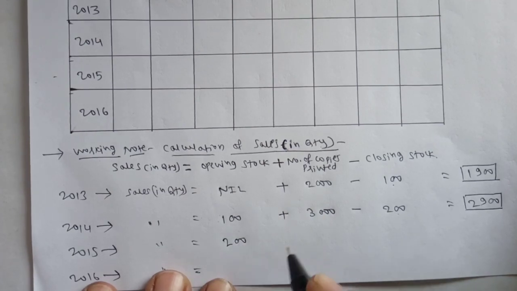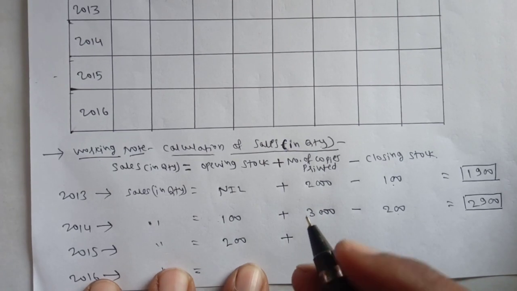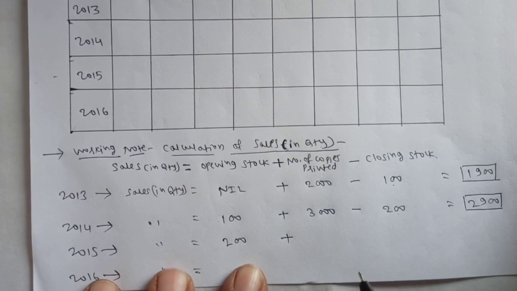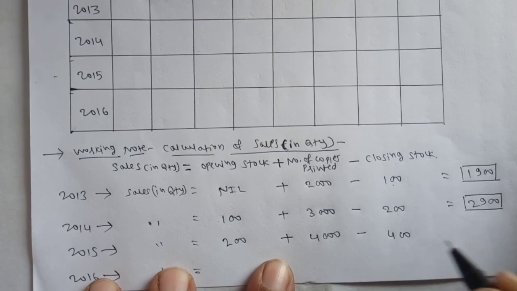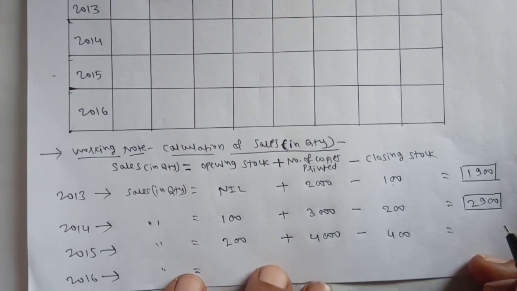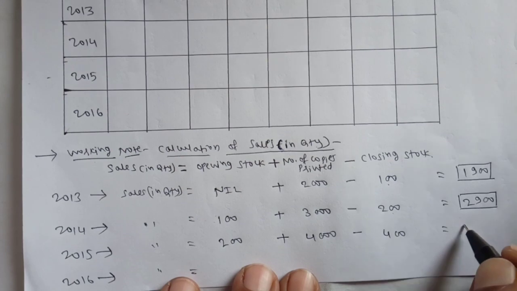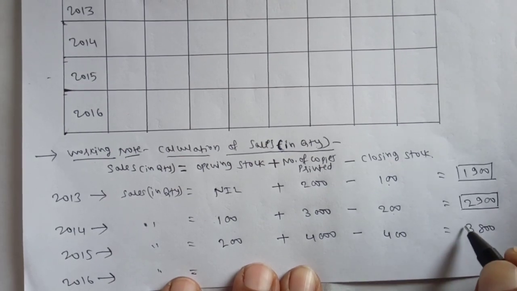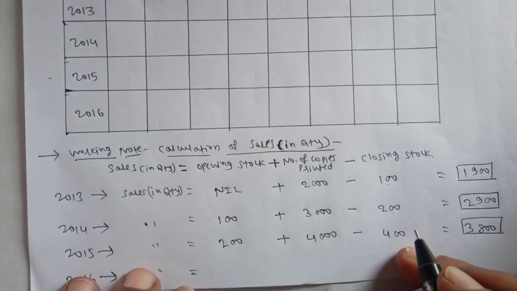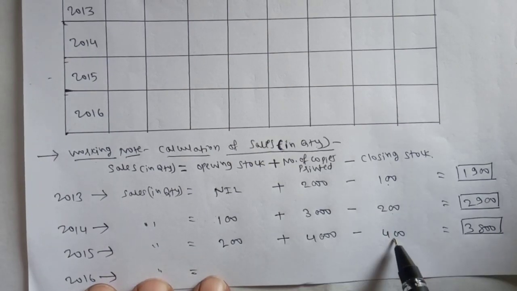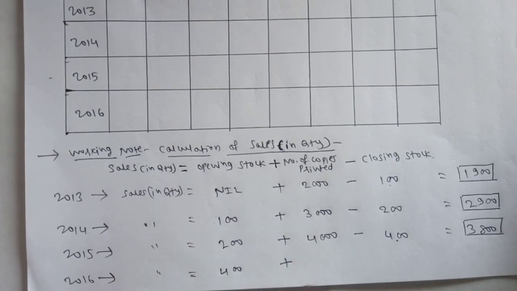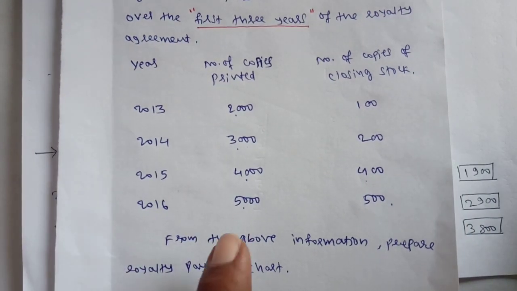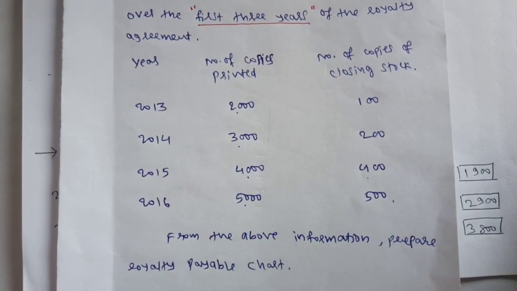So it is 200 plus number of copies printed in 2015 is 4000. So 4000 and closing stock which is given in the problem 400. So it is 3800. 3800 books were sold. So in 2016, so last year closing stock will be this year's opening stock. So here it is 400 plus number of copies printed 5000, closing stock is 500.